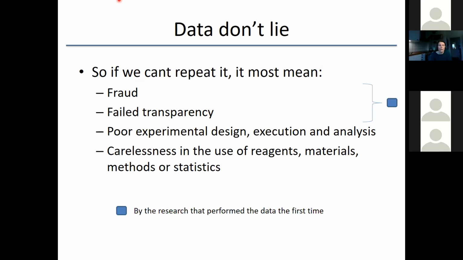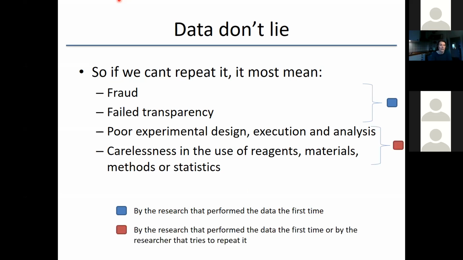And these two are what the researcher that performed the experiment the first time could have done. The two bottom parts, which are poor experimental design, execution, and analysis, but also carelessness in the use of reagents, materials, and methods and statistics, can actually be the fault of the researcher that performed it the first time, but also of you who are repeating it. Have you repeated it in the same way as the other group did?